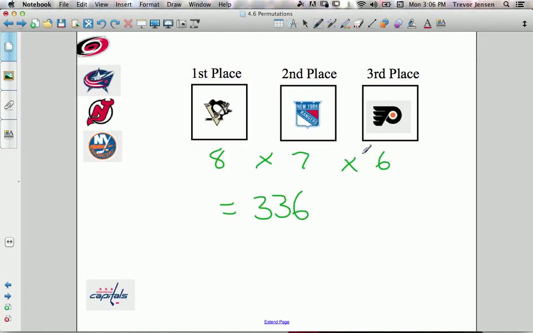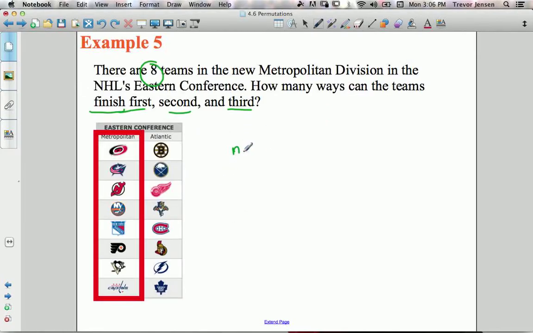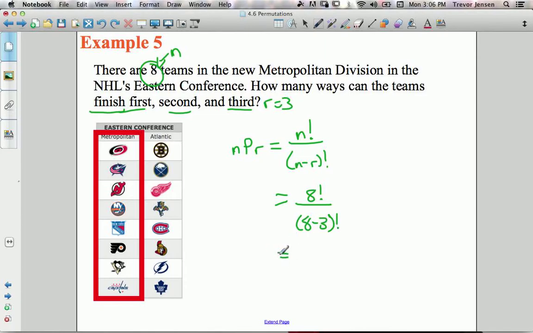Now, instead of using this multiplication rule from counting that we just used, we could once again use our permutations formula. nPr equals n factorial over n minus r factorial. So keep in mind, here's our n. There are 8 teams in total. How many ways could they finish in first, second, and third? So how many ways could we take 8 people and arrange them into 3 spots? So our r is actually 3. Let's plug these values in. So 8 factorial over 8 minus 3 factorial. That equals 8 factorial over 5 factorial.